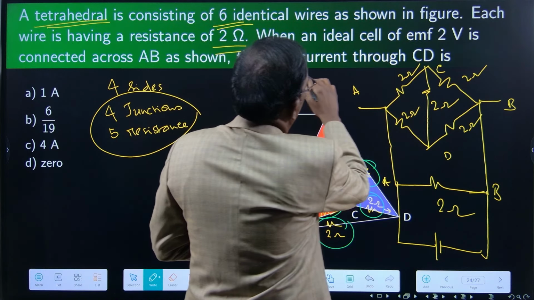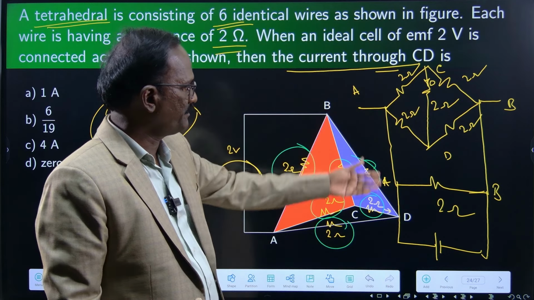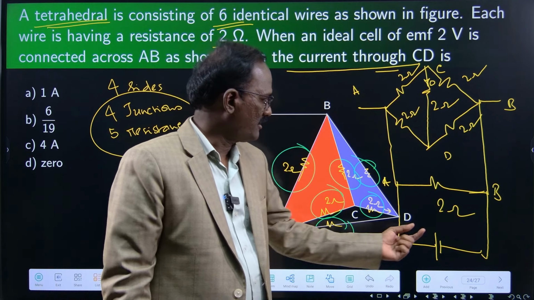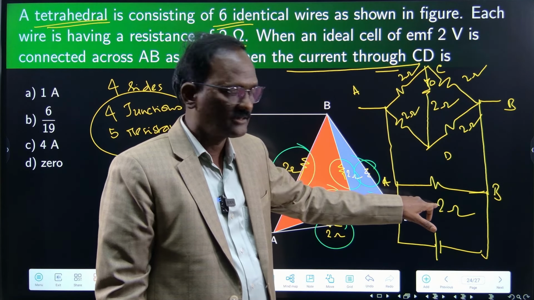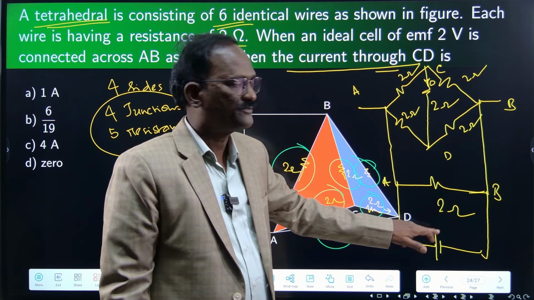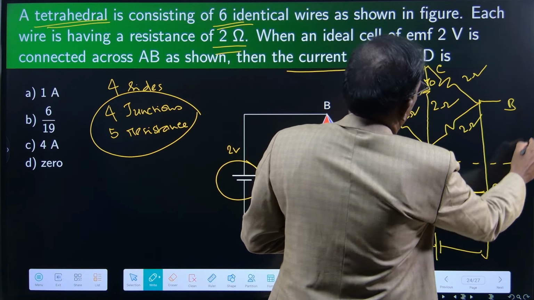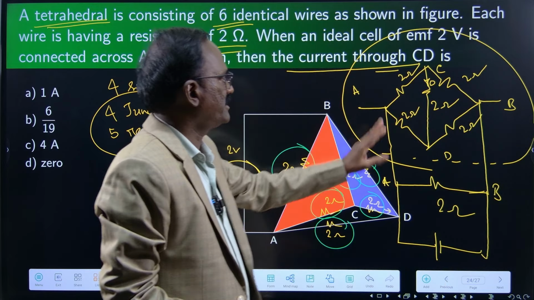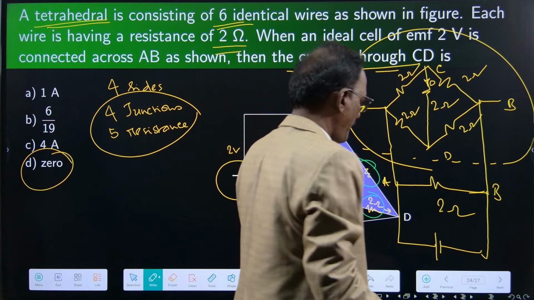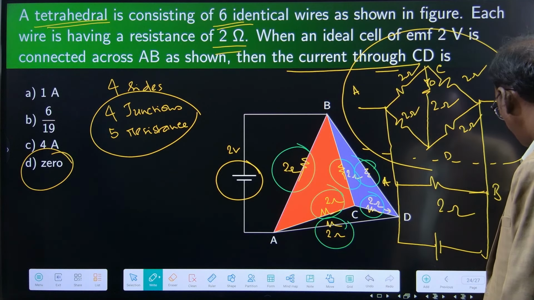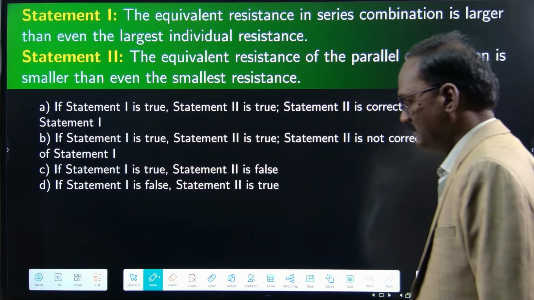The question is, what is the current through CD? Current through CD is 0 because it is a balanced one. No matter how much voltage you are giving here, no matter how many resistors are connected in parallel with this battery, the current will always be 0 because this part is a balanced Wheatstone bridge. So the answer is option D, 0. Right. Next question.